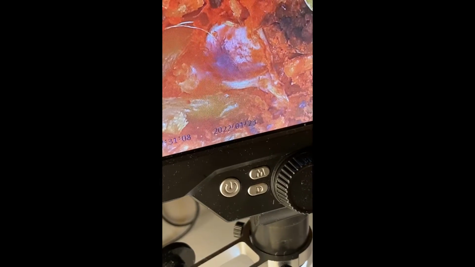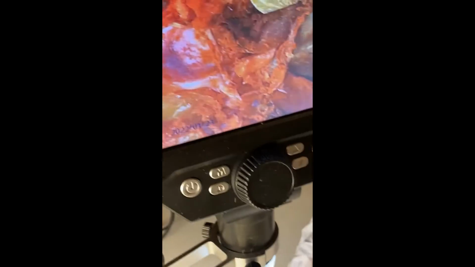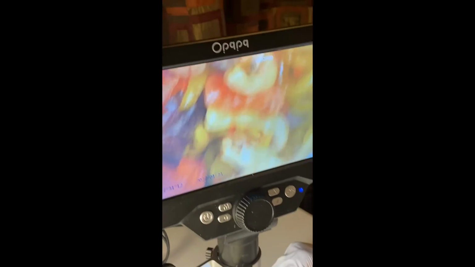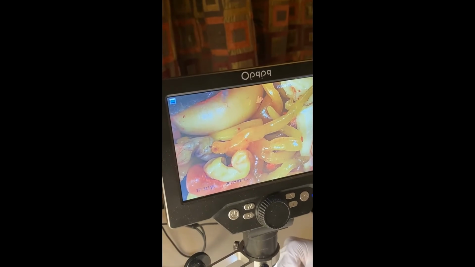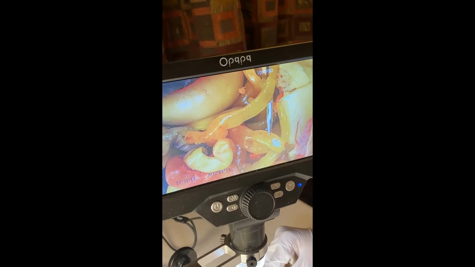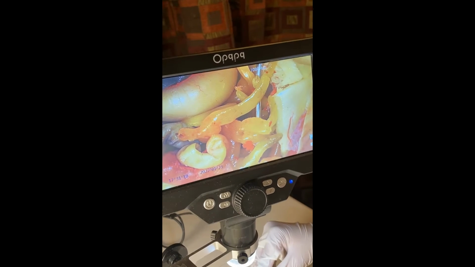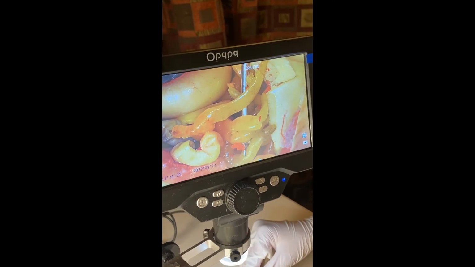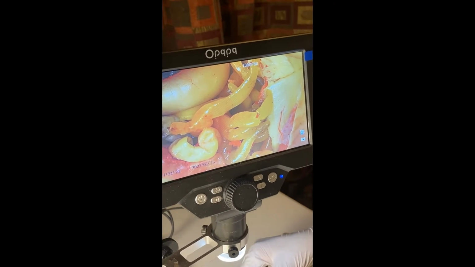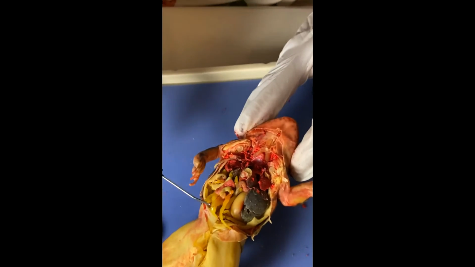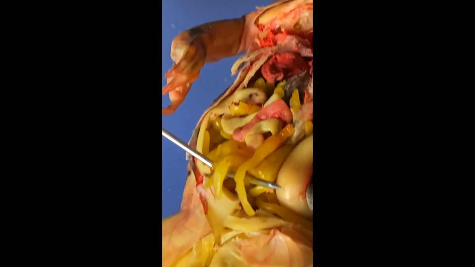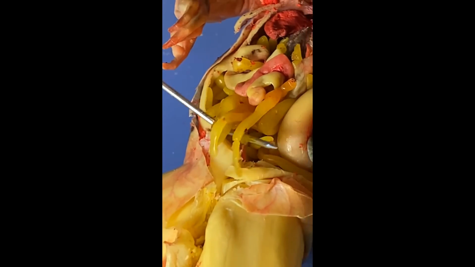Now let's look for the fat bodies, and these are pretty easy to spot. Fat bodies are these yellow branch-like structures right over here. And these are basically energy reserves. So here are the fat bodies, and these are the energy reserves.